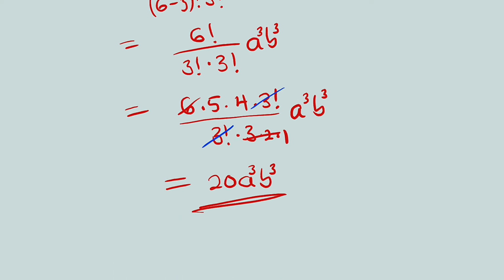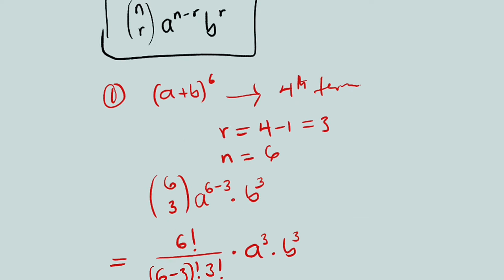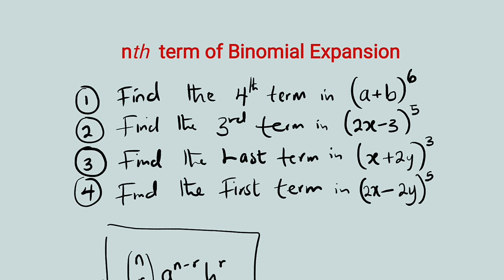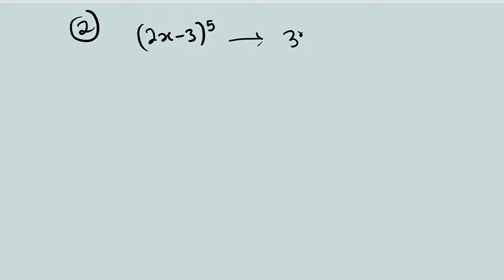Now let us take the second problem. The second problem, we have 2x minus 3 to the power of 5, and we are looking for the third term.